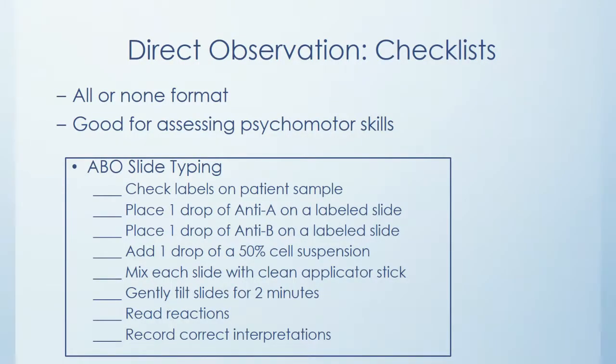So another direct observation type is checklists. This is kind of an all or none format. This is extremely helpful for assessing psychomotor skills. So we use these when we're seeing if you can do phlebotomy.